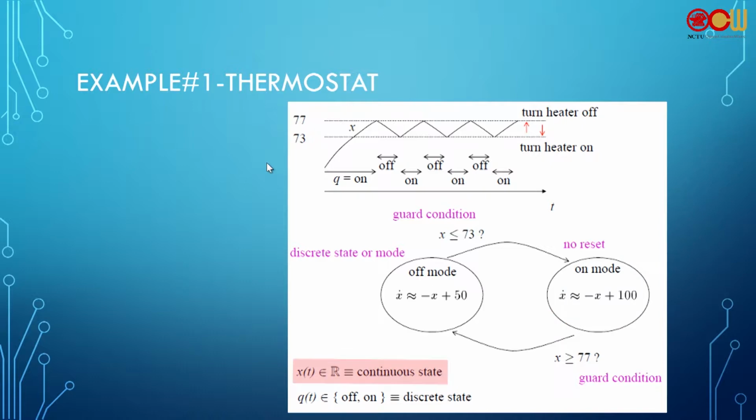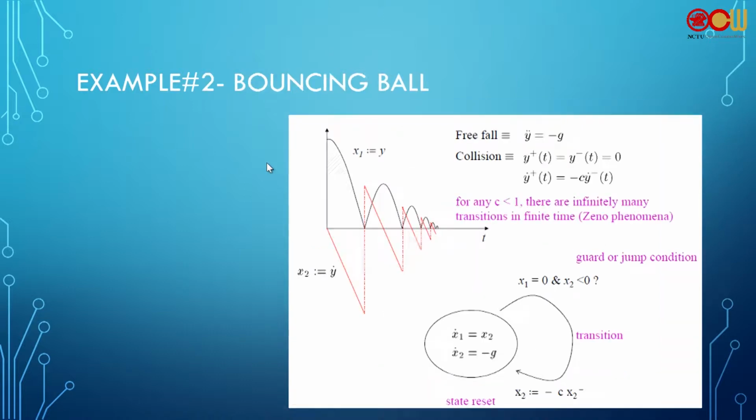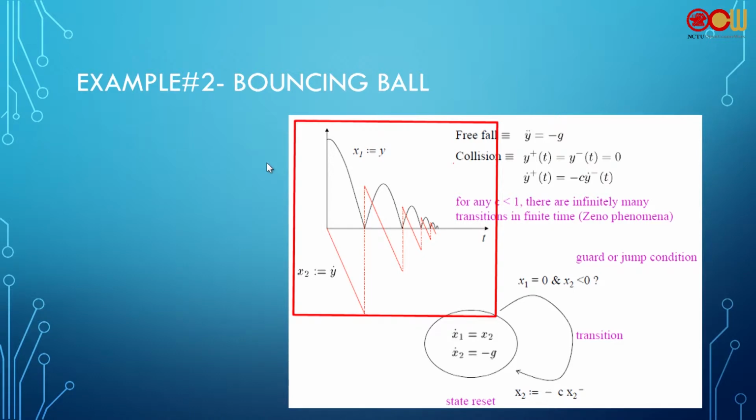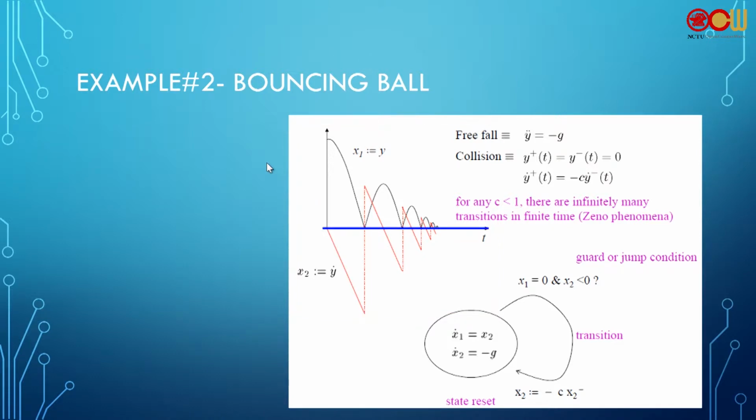So it's continuous state for the temperature, and this is discrete state, which includes on and off. Second example is the bouncing ball. So this is the time axis, this is the height axis. For example, you drop a ball from the height of y. X is the position of the ball. It is the height of the ball, right?